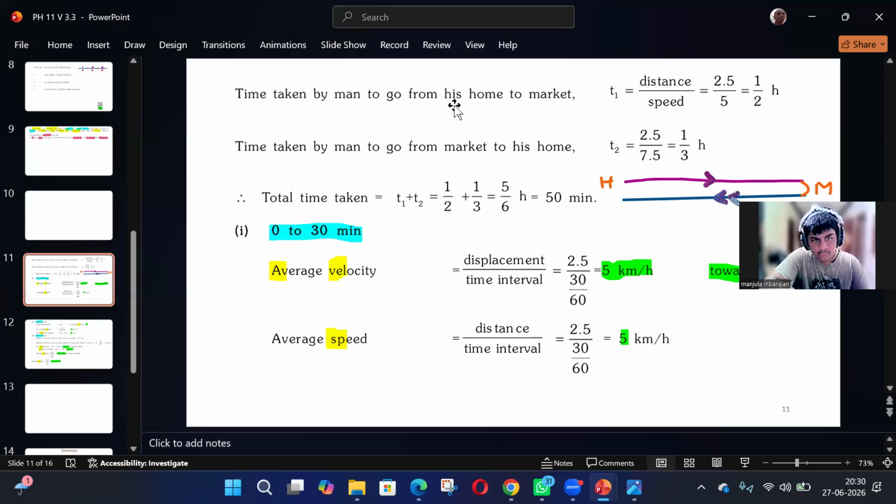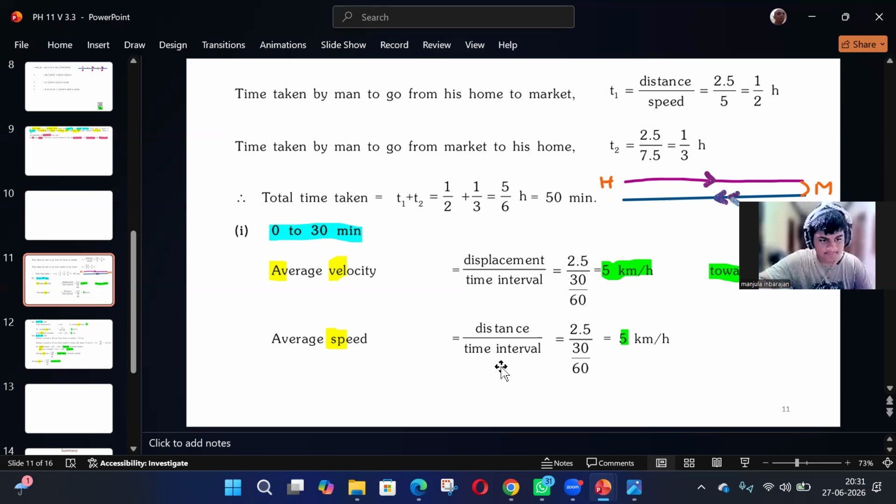See, the time taken by the man to go from home to market is half an hour. So at the end of half an hour, he'll be at the market. He'll be at 5. The average velocity is 5 kilometers per hour. Average speed is just the distance divided by the time, which will be the same because there is no turning back. The difference between distance and displacement will come when there is turning back. But for this part, there is no turning back. Both are going in the same direction, so no changes.